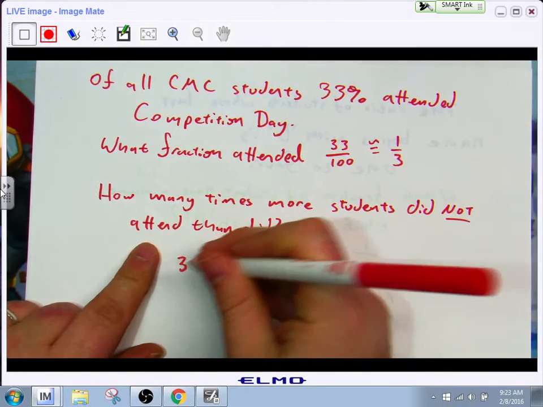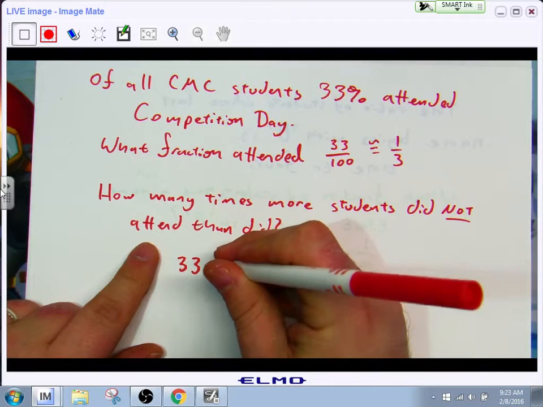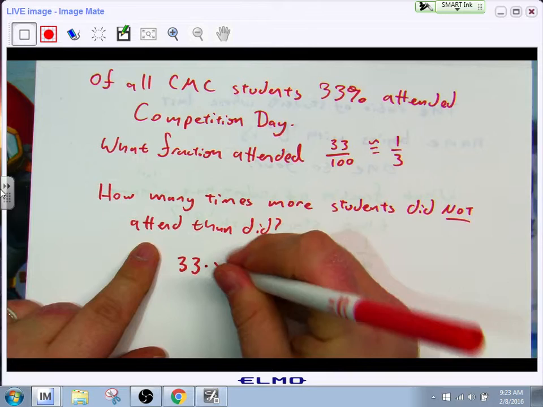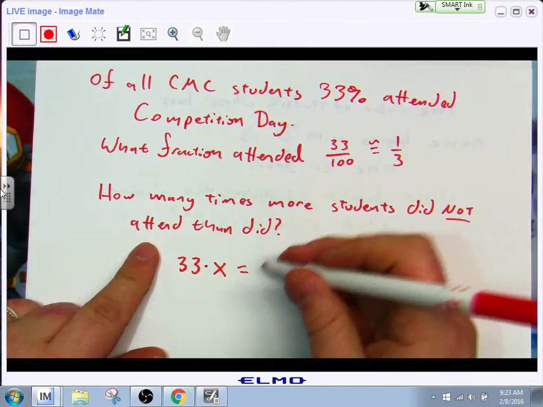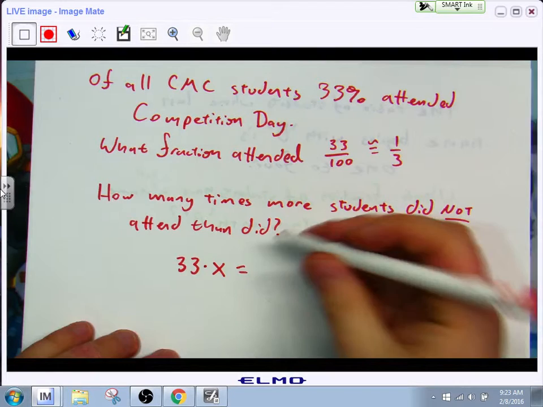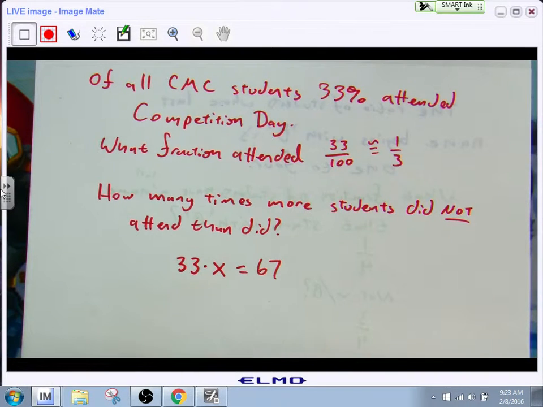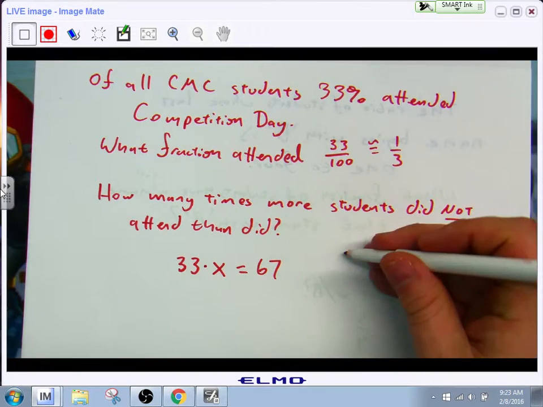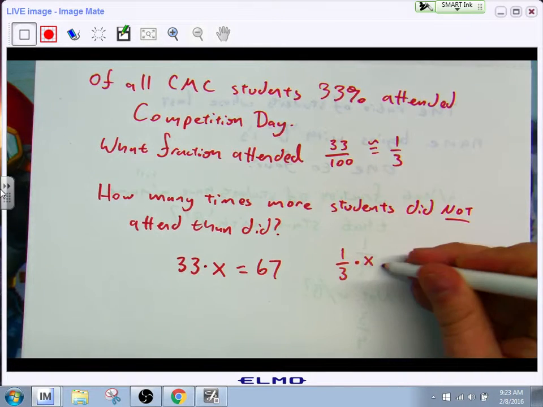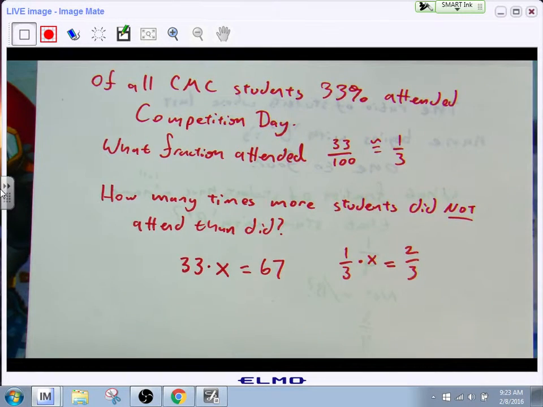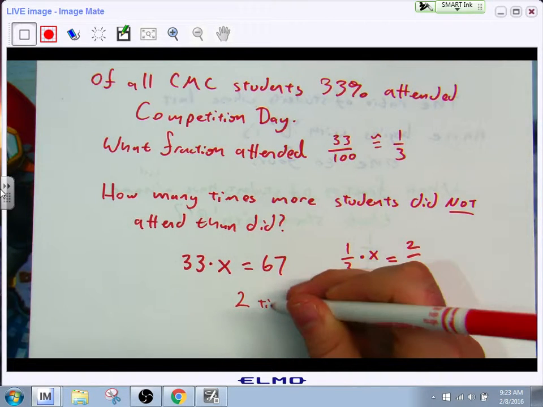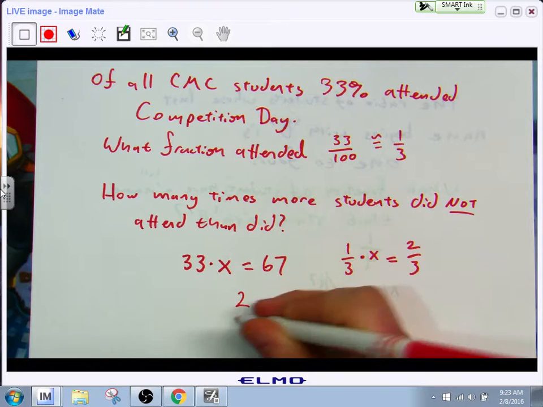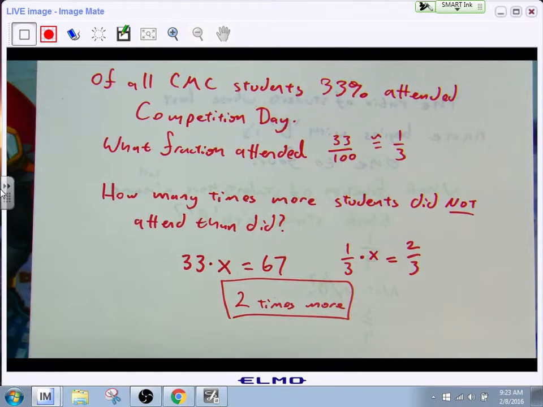So I got 33 that did, and if I were to multiply that by some number, I'll call it x, that would equal the number that did not. And how many did not? We'd say 67. So 33 times what would be 67? Or if we were to view it as fractions, which is a little bit easier to understand, 1/3 times some number equals 2/3. So how many times more did not attend? It'd be 2 times more. For every student that did attend, there were 2 that did not.